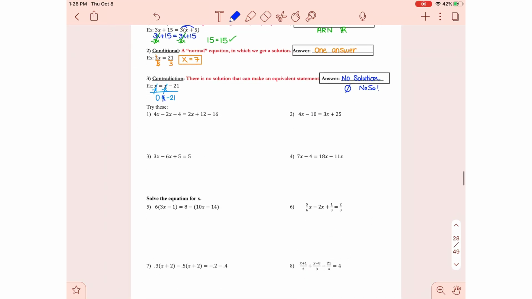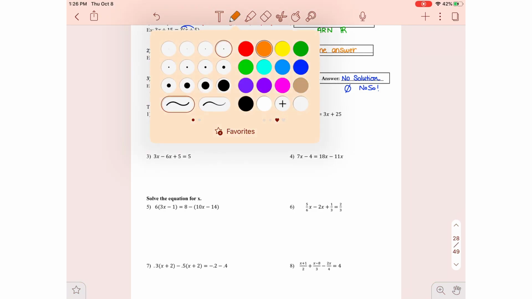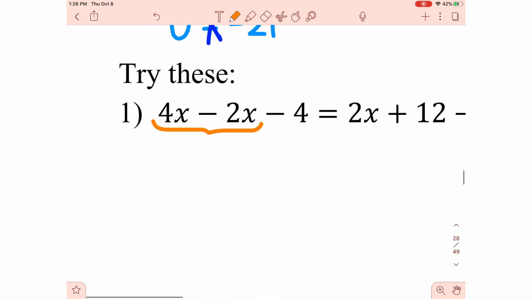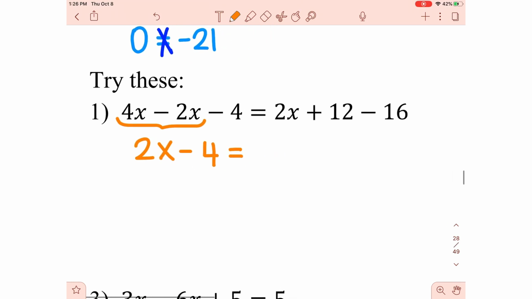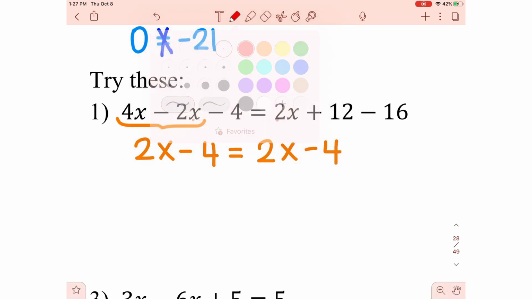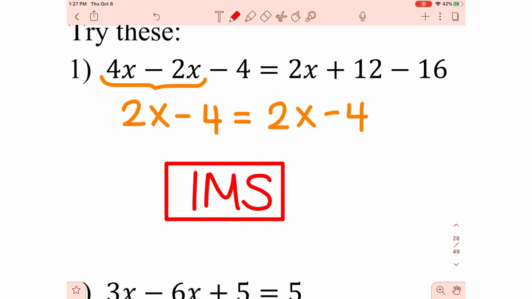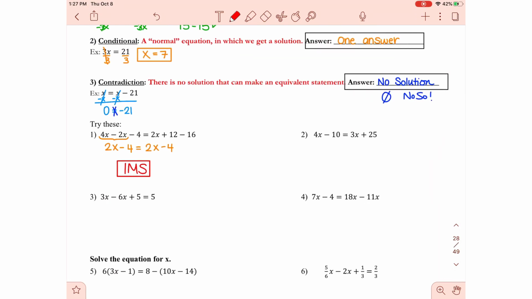Now, I have some problems for us to try. These are just solving linear equations, just a reminder of solving equations and the rules. So number 1, we can combine like terms and get 2x minus 4 equals 2x, 12 minus 16 is negative 4. And I'm going to stop right there because my left side is exactly equal to my right side. So this is IMS, infinitely many solutions. It's an identity equation.